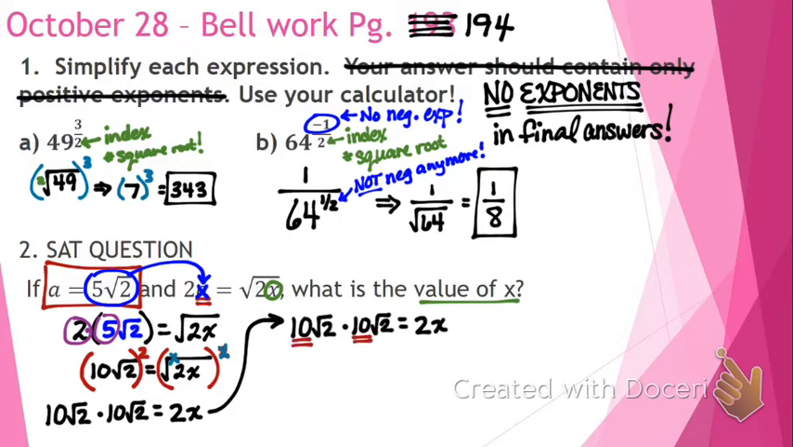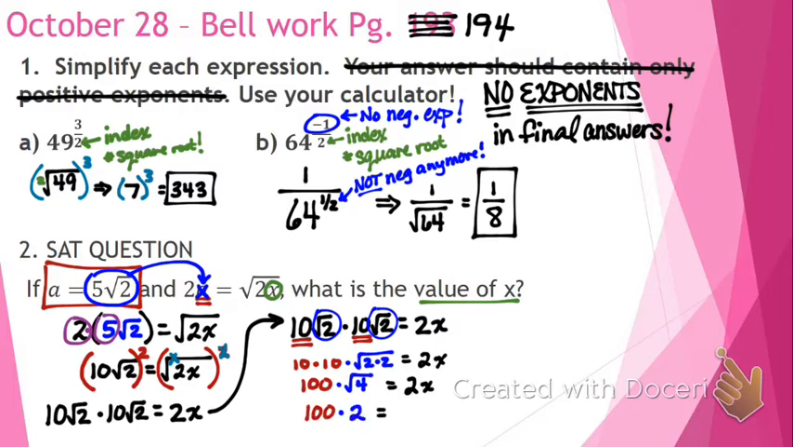The pieces on the outside get multiplied together. So I'm going to have 10 times 10, which gives me 100. And the parts that are under the radical get multiplied together. So I would have the square root of 4 right here. Do we know what the square root of 4 is? 2. So I'm going to have 100 times 2, which is 200. So I have 200 equals 2x.